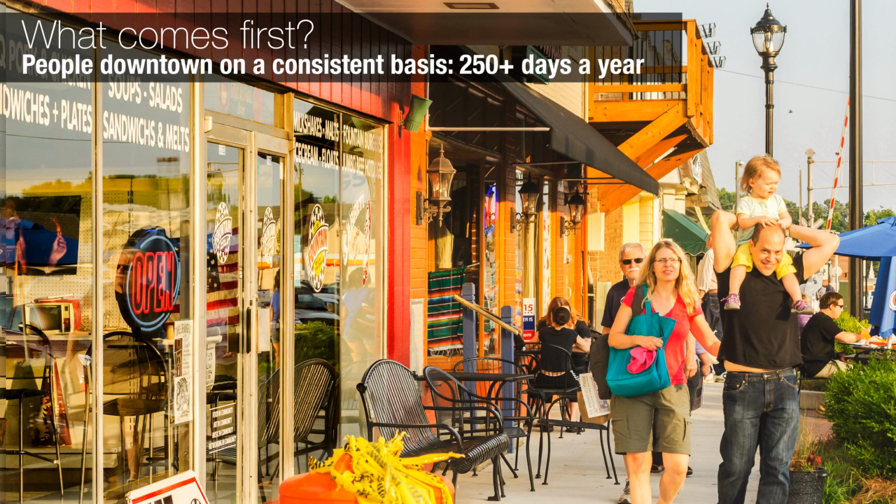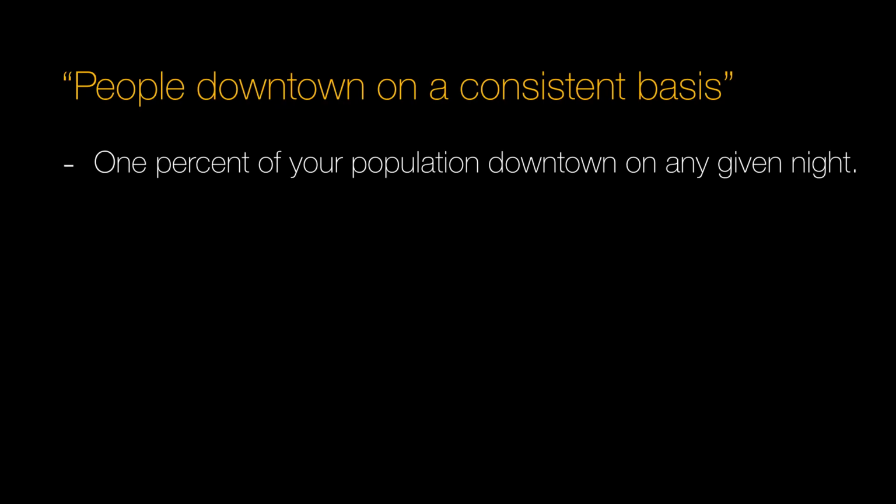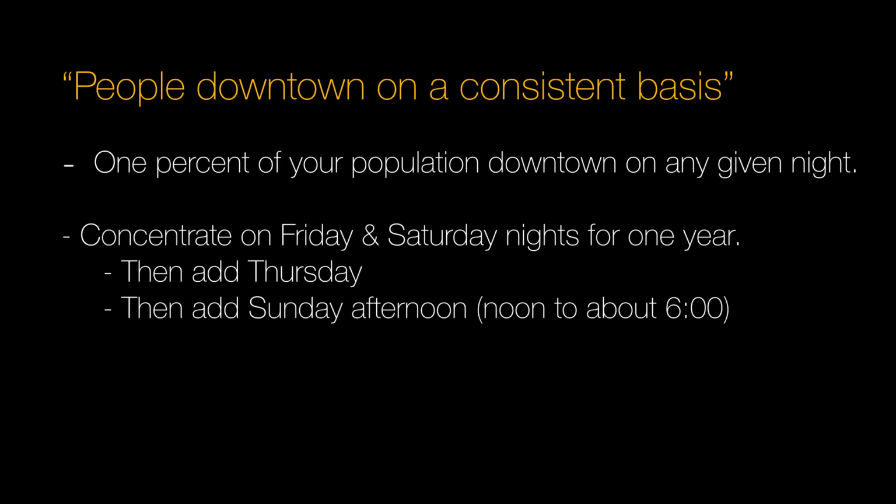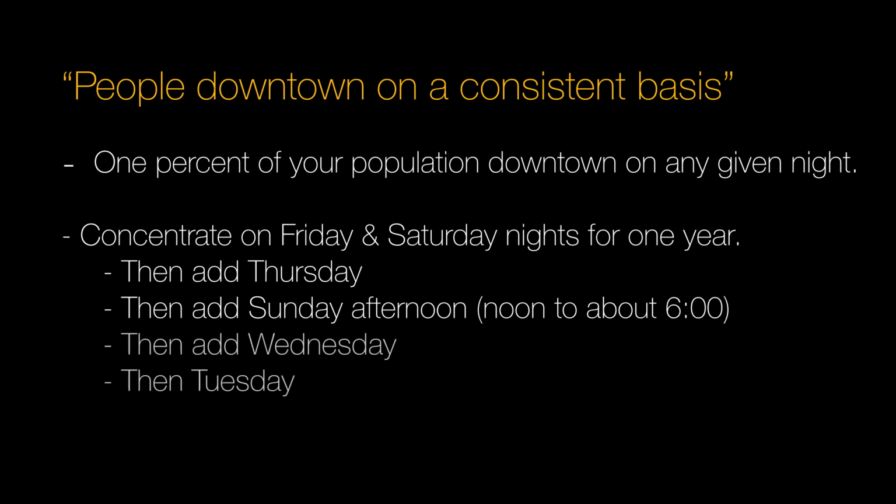I've harped on that till I'm blue in the face, and you've heard me say it over and over and over. When we talk about getting people downtown on a consistent basis, we're talking about, could you get 1% of your population downtown on any given night? Just 1%. Concentrate on Fridays and Saturday nights for the first year, then add Thursday, then add Sunday afternoon till about 6. Sunday, you know, we're not out late on Sundays typically. Then add Wednesday, then add Tuesday. This is what you do, 1%.